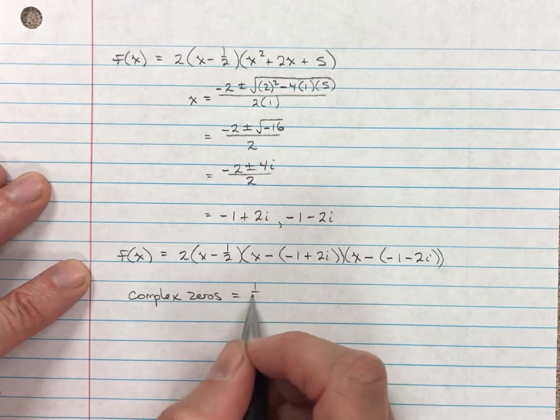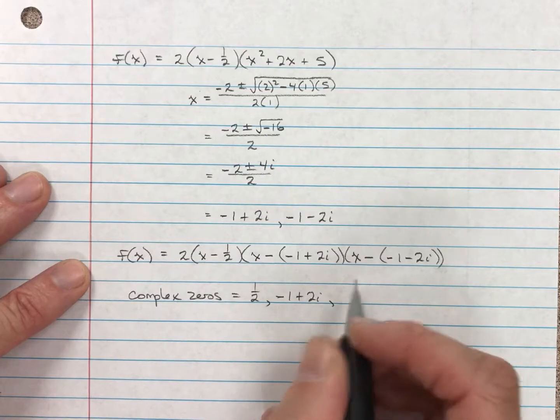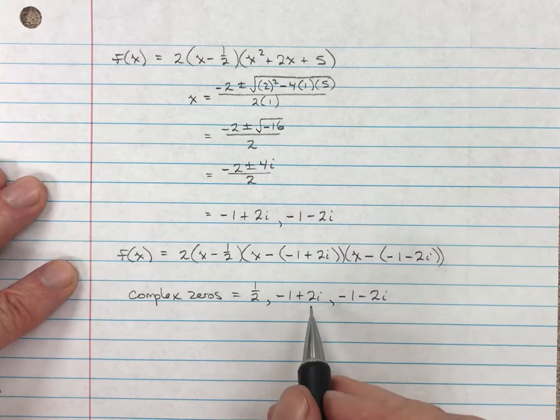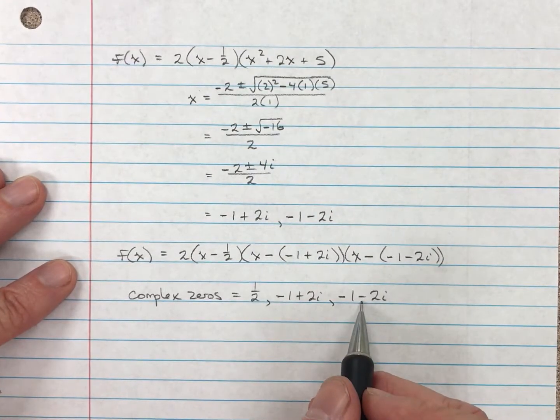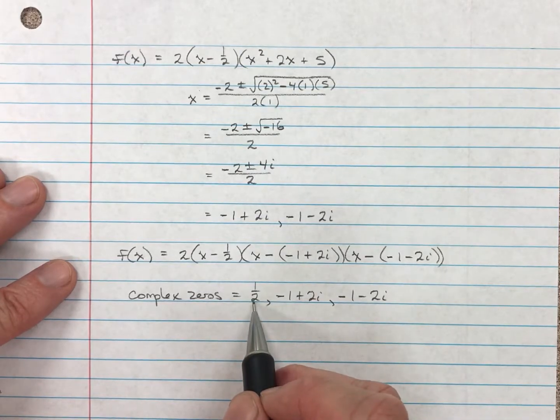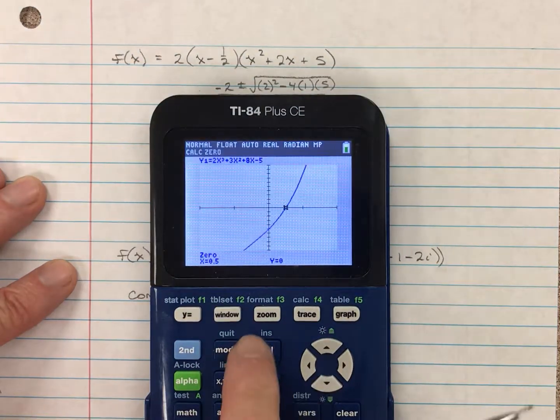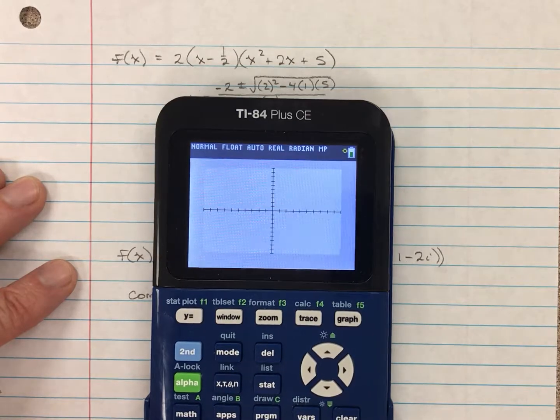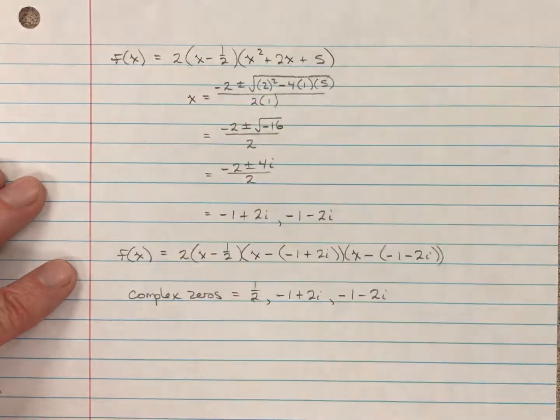We've got 1/2, negative 1 plus 2i, and negative 1 minus 2i. Because these two are complex zeros, or complex roots, the graph only crosses the x-axis once. If we go back to the graph, I'm going to zoom standard again, and you can see there's your graph. It's relatively simple, and it only crosses the x-axis at one place, at 1/2.